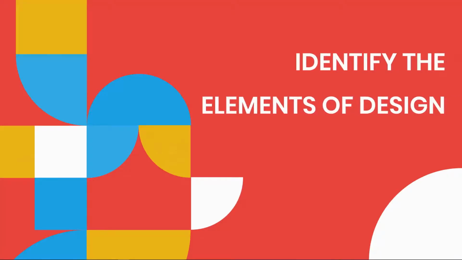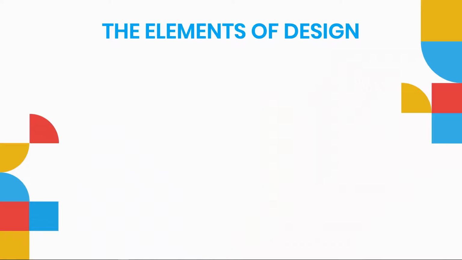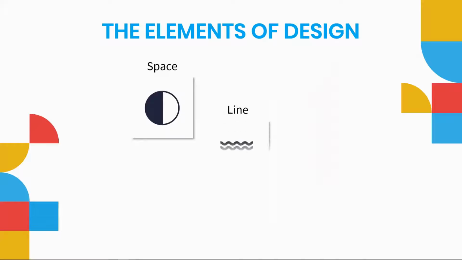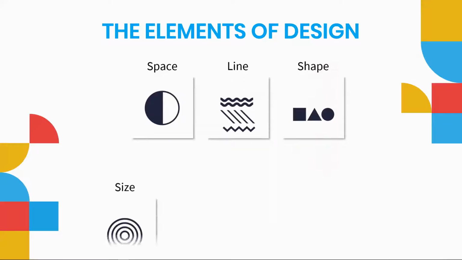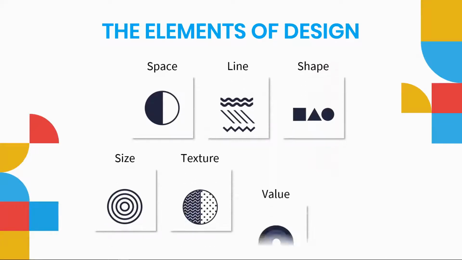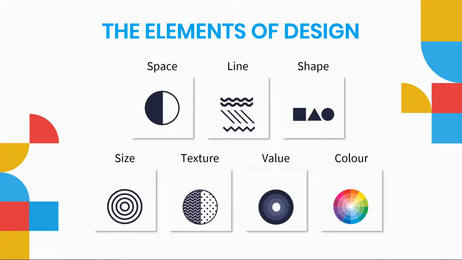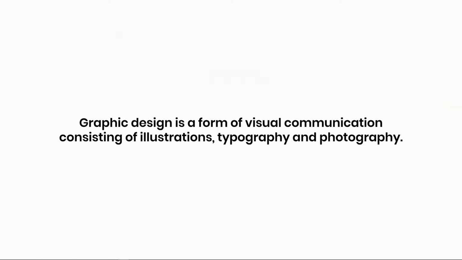The basic building blocks of design are referred to as the design elements. We will investigate the elements in lesson 2, but to put things into more perspective for you, I would like to introduce these elements to you. The elements of design consist of space, line, shape, size, texture, value, and color. All and any designs you have ever witnessed consist out of a combination of these elements. Let's have a look at some examples.